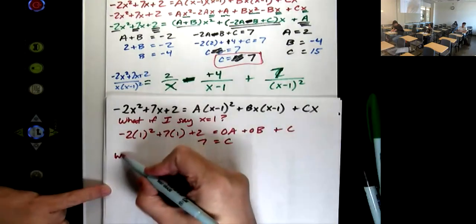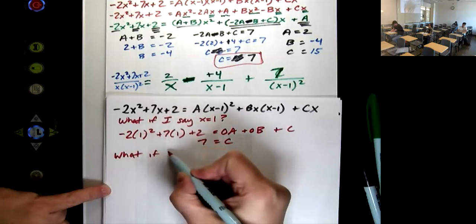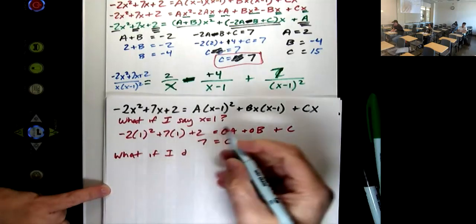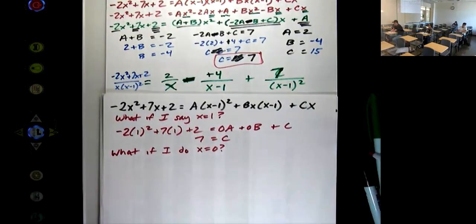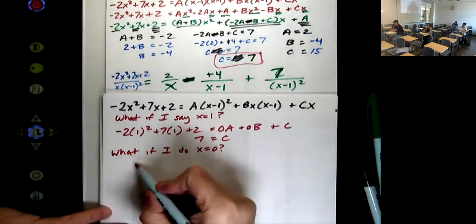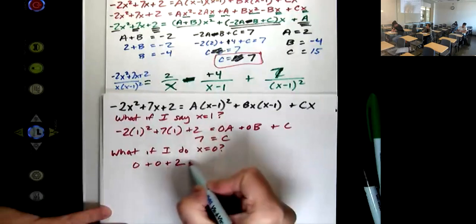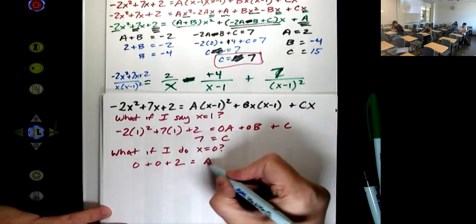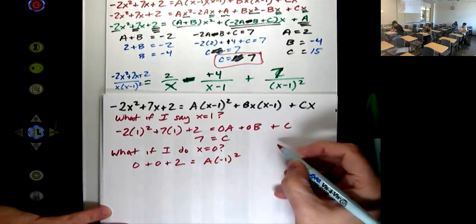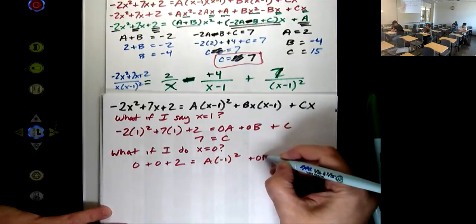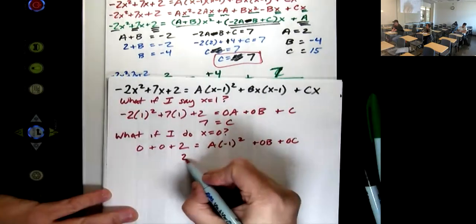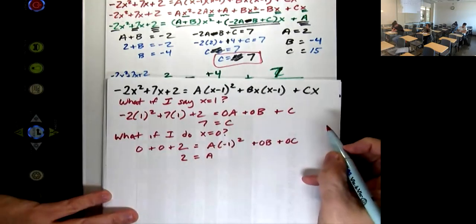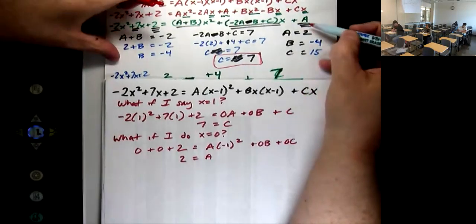And what if I do x equals 0? This is 0 plus 0 plus 2 equals a times -1 squared plus 0b plus 0c. I get 2 equals a. Look at that. That's what we had right there.